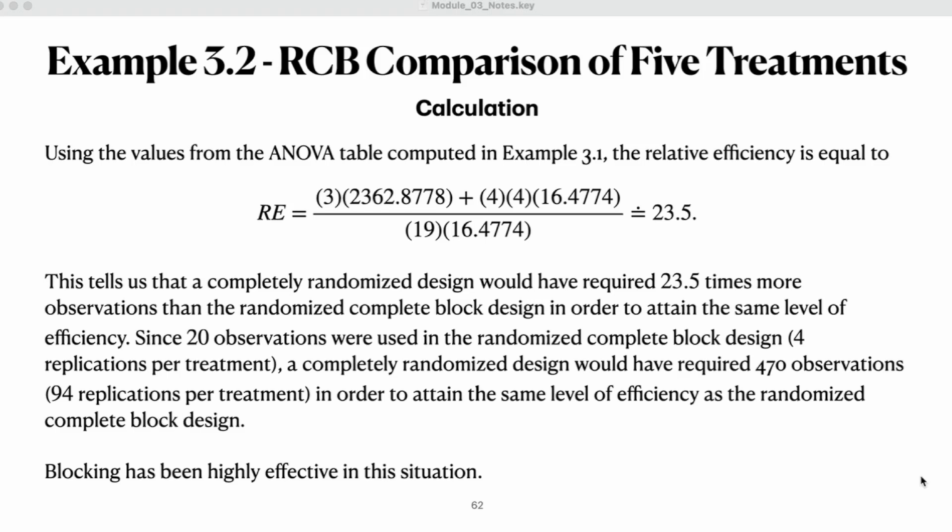And so this shows us that blocking for this particular experiment has been highly effective. All right, so that is relative efficiency. When we are talking about relative efficiency in the context of a randomized complete block design, we are always comparing to the situation where blocking was not used, and that would be a completely randomized design.